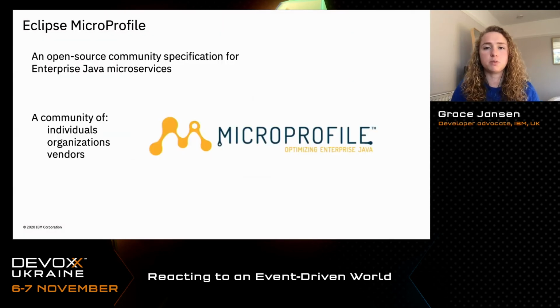The next specification we're going to be looking at is Eclipse MicroProfile. If you've not come across this specification before, it's a community-driven specification for enterprise Java microservices. It's created and developed by a wide variety of individuals, organizations, and vendors. That includes individual developers who work for themselves, those who volunteer, but also developers from IBM, Red Hat, Payara, and many, many other vendors all working together.